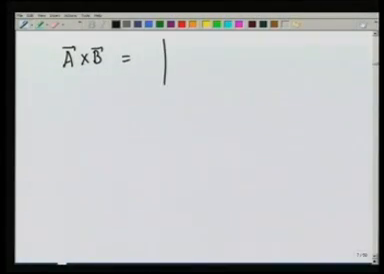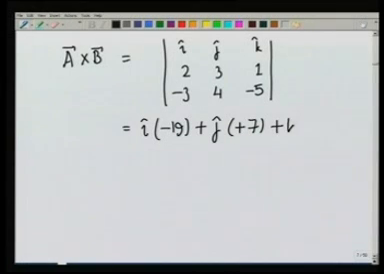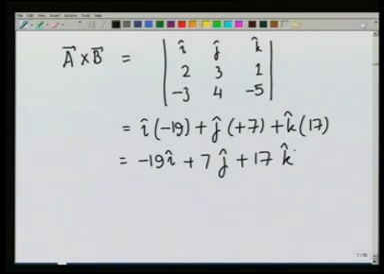So, let us do that. A cross B is going to be equal to the determinant with i j k, then 2 3 1, and minus 3 4 and minus 5. So, the cross product is i times minus 15 minus 4, so minus 19, plus j times minus 3 plus 10, so plus 7, plus k times 8 plus 9, 17. So, this gives me a vector minus 19i plus 7j plus 17k. This is A cross B.